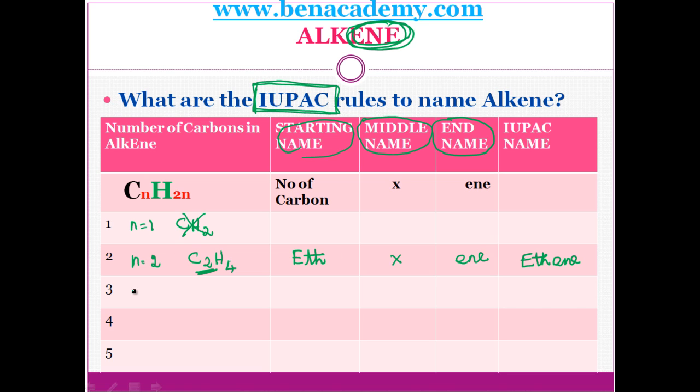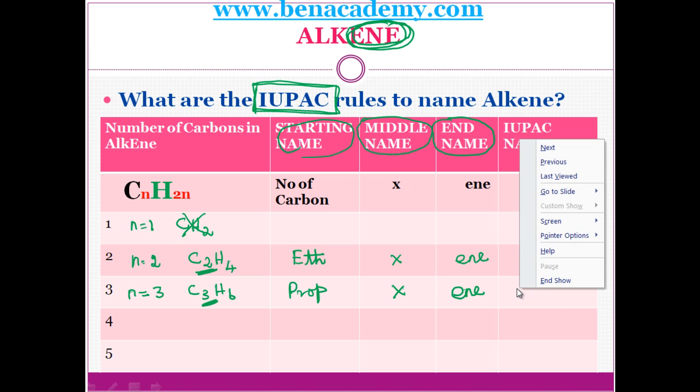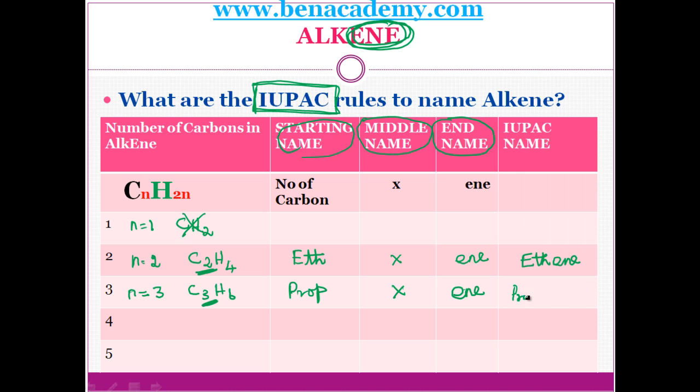Now find out the IUPAC name of the alkene having 3 carbon atoms. If there are 3 carbons, what will be the formula? C3, and 2 times 3 is 6. If the number of carbons is 3, the starting name is prop. There is no middle name for alkene, and the end name is ene, because alkenes end with the suffix ene. Therefore, the name of C3H6 is propene: 3 carbons, therefore prop, and the carbon hydrogen ratio is 1:2, therefore it is alkene type and the end name is ene.